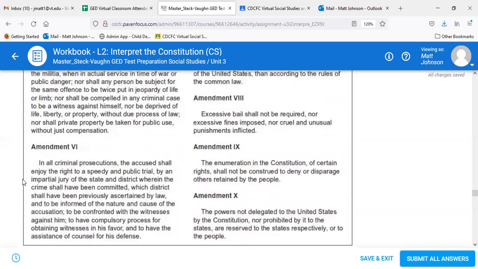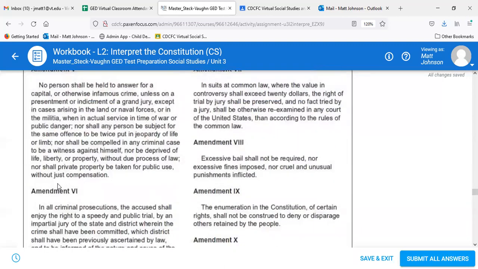And then Amendment 6. In all criminal prosecutions, the accused shall enjoy the right to a speedy and public trial by an impartial jury of the state and district wherein the crime shall have been committed, which district shall have been previously ascertained by law, and to be informed of the nature and cause of the accusation, to be confronted with the witnesses against him, to have compulsory process for obtaining witnesses in his favor, and to have the assistance of counsel for his defense, which we had covered earlier.